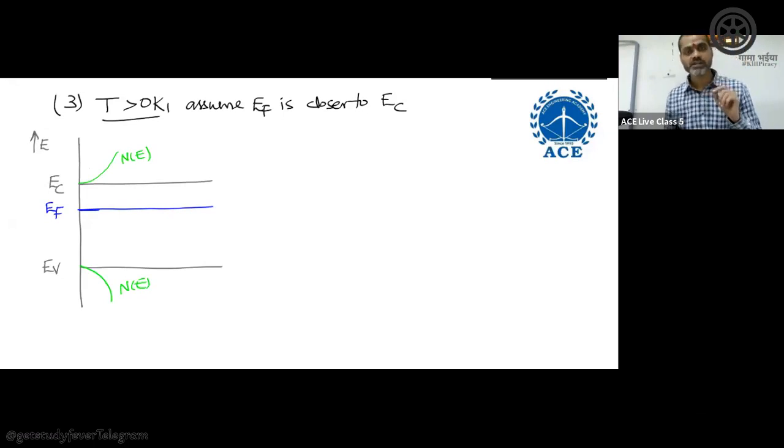We have already mentioned both F of E comma T and 1 minus F of E comma T are going to be symmetrical with respect to the Fermi energy level EF. Okay, so this point is important. Both F of E comma T as well as 1 minus F of E comma T are going to be symmetrical with respect to the Fermi energy level. Now depending upon that we need to draw F of E comma T and also 1 minus F of E comma T. Okay, let me draw that.